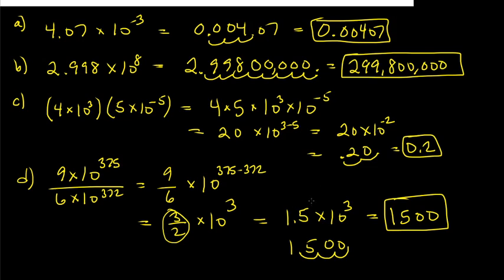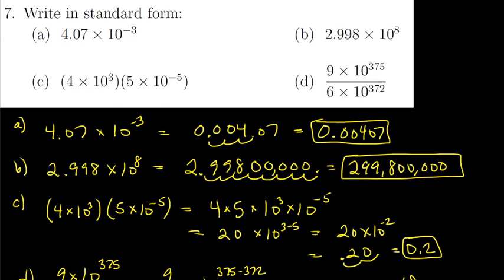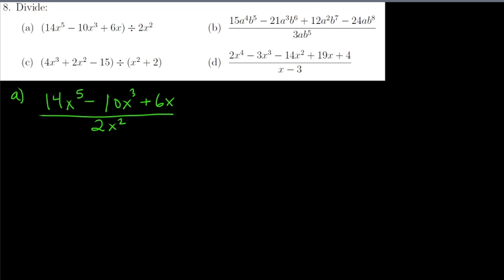Okay, so yeah, 1.53 times 10 to the 10 times 10 to the 3 is scientific notation, and this is standard notation. So 1,500 is the answer here. Okay, moving on to number 8.